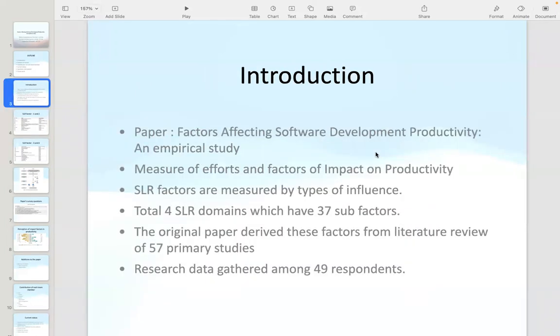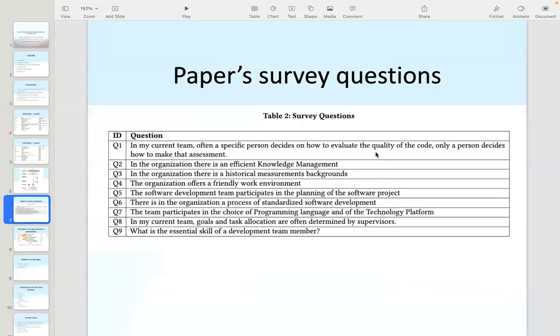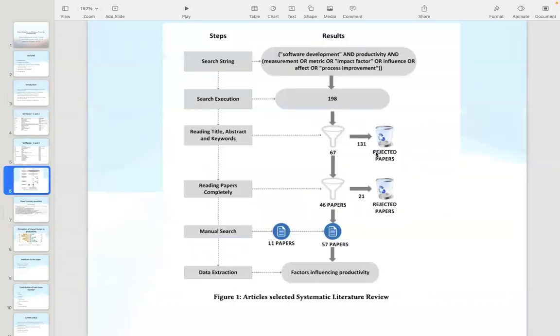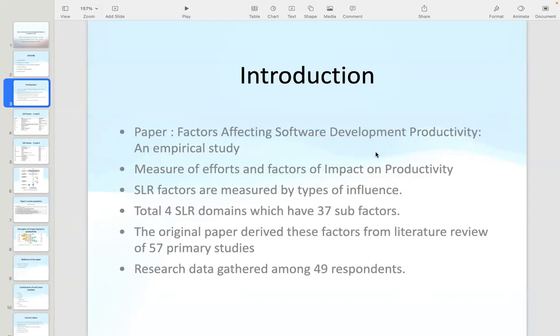And these 4 factors that the paper originally came up with were derived from the literature review of 57 different papers. So these 4 are the derived domains that the paper has gathered from 57 different studies. And the survey has some original 9 questions, and those questions are impact level questions, and those questions are gathered among 49 respondents. So this is what the current study is doing.